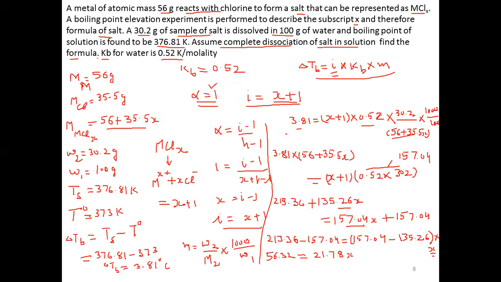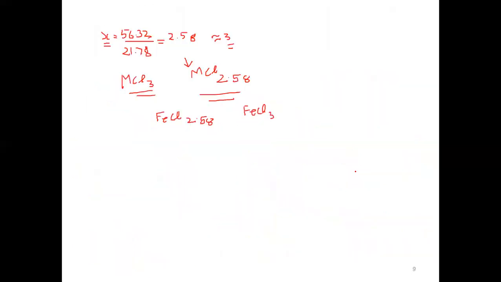The important thing is the methodology, how to calculate this unknown value. It was quite easy. The trick was the value of iota, which is x plus 1. The second trick was how to calculate delta Tb, which is 3.81. The rest was quite easy. So that was the numerical.